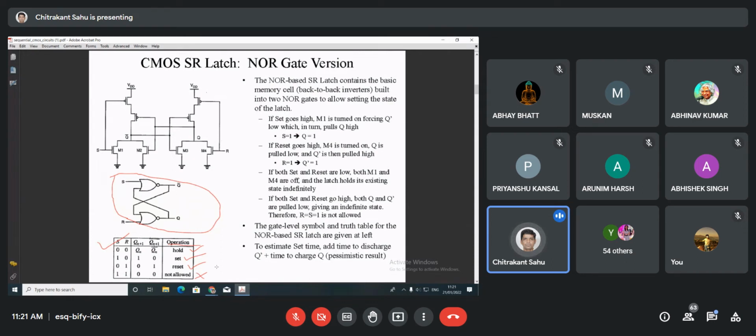Okay, so the only thing that I am going to tell here is that you should be able to make the circuit of the SR latch using the CMOS technique. Okay, so if you want to make this particular diagram using CMOS, how can we make it?